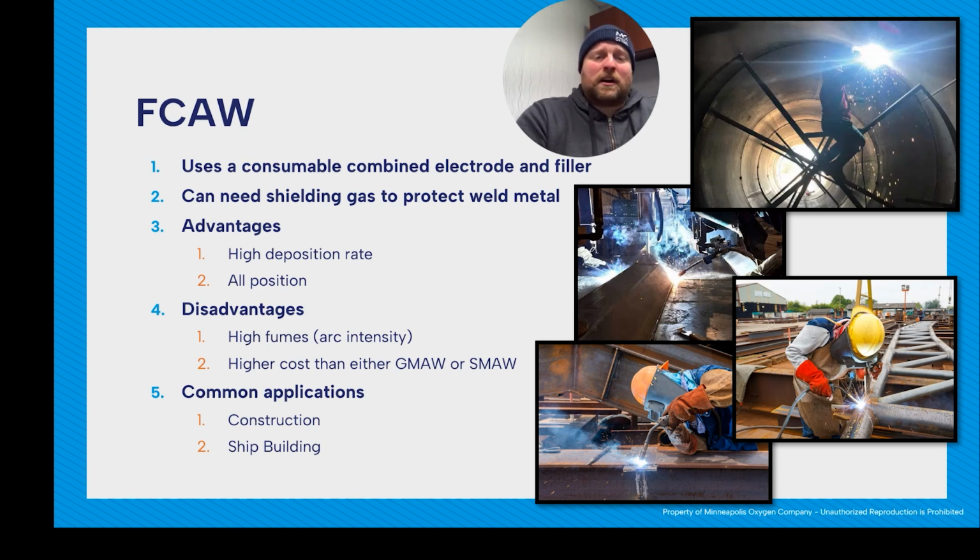Some disadvantages are you're at a much higher voltage than you usually are with MIG. So you can have really high fumes from the arc intensity. A lot of times if you're welding flux core, let's say you have a welding helmet, maybe you're at a shade 10 when you're doing other types of welding. Flux core, you're going to be at a 12 or 13. It's way brighter, way more energy, and that creates way more fumes. Some common applications are construction or shipbuilding. Very, very common in those. I missed one disadvantage. It's also higher cost. Wire is a bit more expensive than GMAW or SMAW.